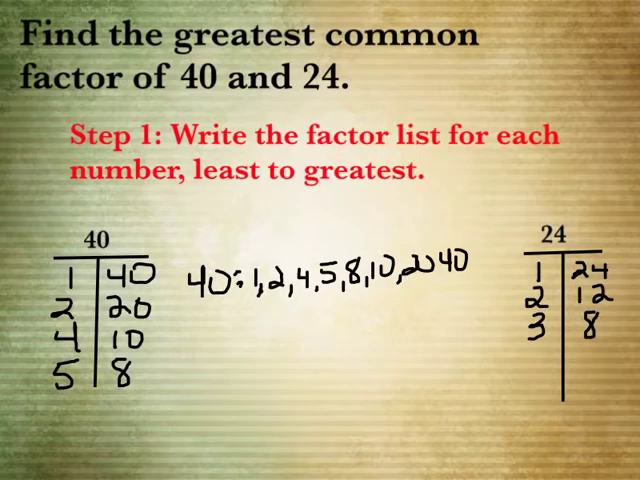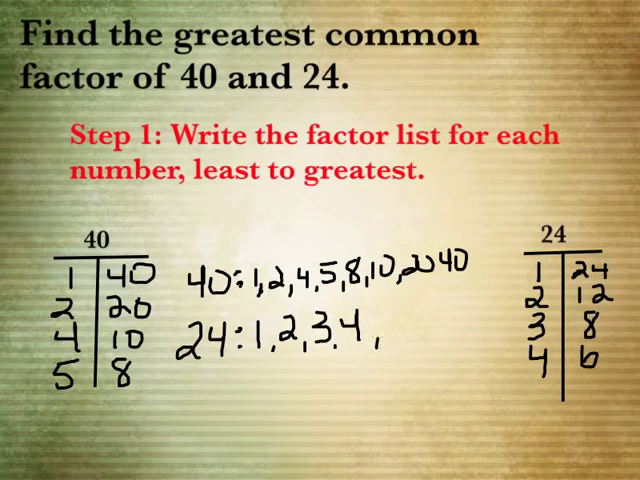And then do a little skip counting: 4, 8, 12, 16, 20, 24. So 4 goes into 24 6 times. 5 cannot go into 24, and then at this point I'm at 6, which is already on my chart, which means I've gotten all of those factors. So I'm going to write this one as well. So 24, the factors would be 1, 2, 3, 4, 6, 8, 12, and 24. So step 1 is to write the factor list for each number, least to greatest.